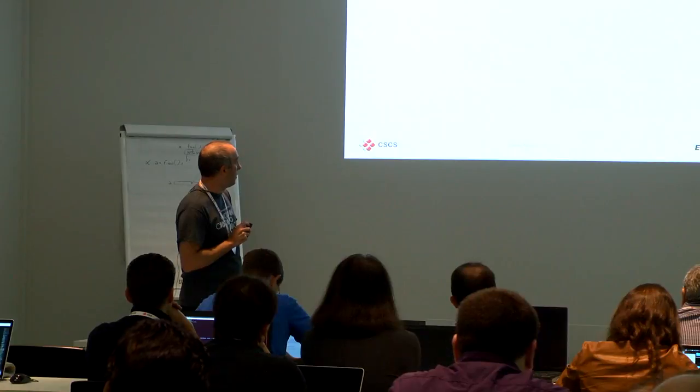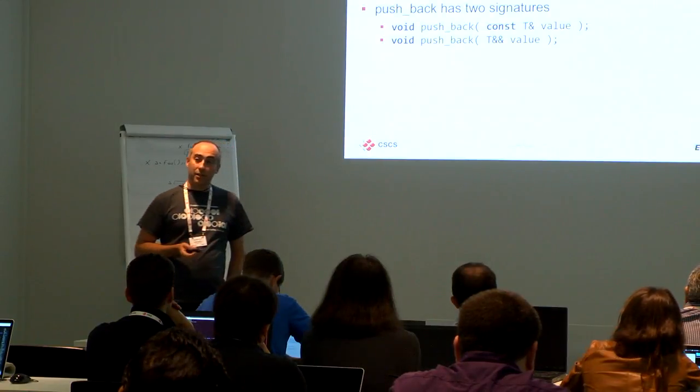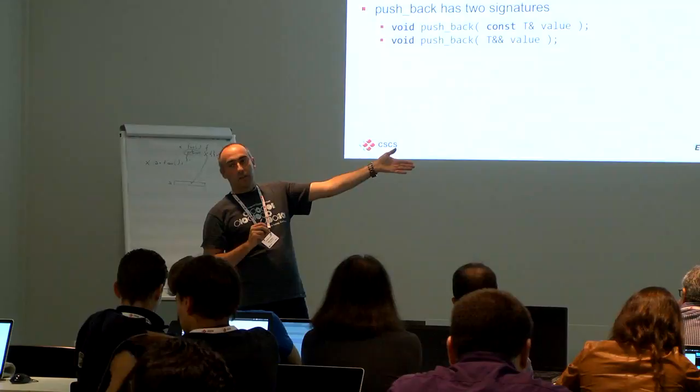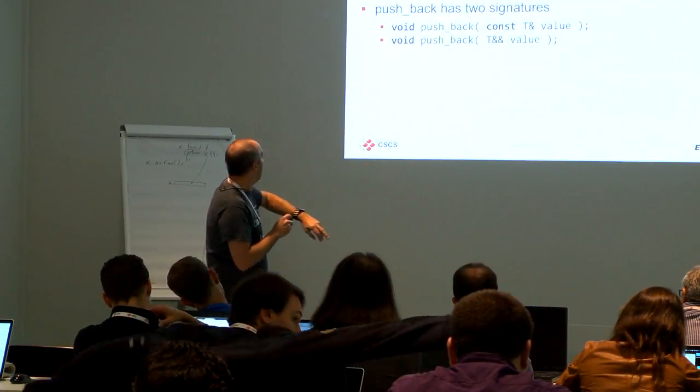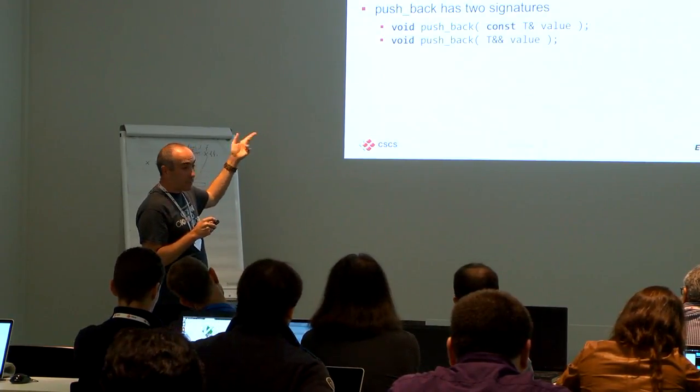But if I do std::move, then the push back has an implementation with R value references. So the push back for the vector has two signatures. One takes the const reference, so it takes the reference to the object, and the other one takes an R value reference to the object. So when I do std::move of input, this is actually moving the string into the vector. It only copies the data members of the string, sets the input string to a null string, and then it goes on. So after this operation, when I print what's left, I get the empty string.